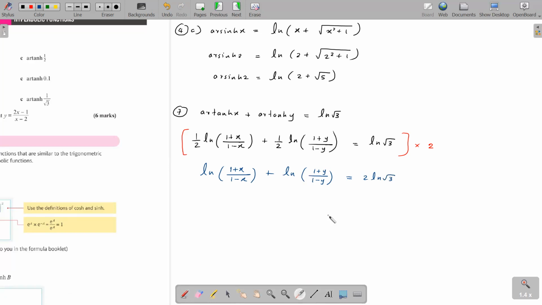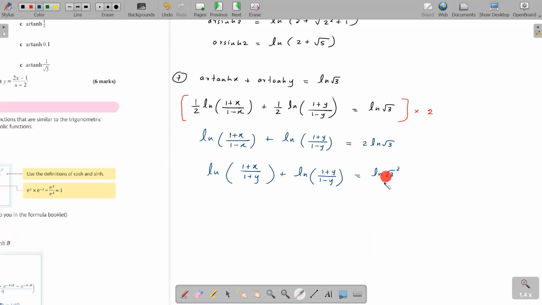Can you see? Now I've removed the half here, but there's a 2 here. And guys, we can now use this 2 inside the logarithm as a power. And using it as a power is a lot easier, right? So you get the square of root 3, which is a lot easier for us to work with. So natural log of 1 plus x over 1 minus x plus natural log of 1 plus y over 1 minus y equals log of root 3 squared. Root 3 squared is going to be 3, right, guys? So that's removing a root.